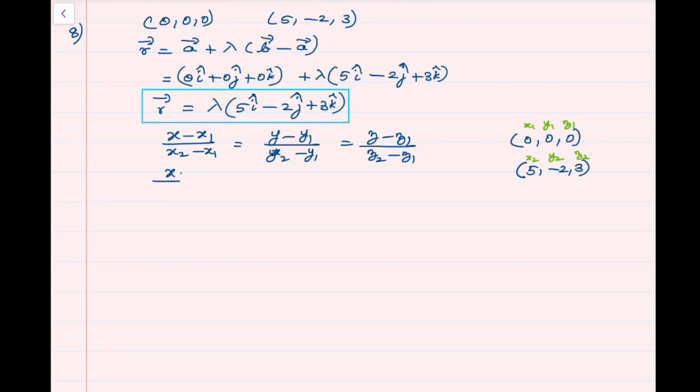X minus 0 divided by 5 minus 0, which is 5, equal to y minus 0, which is y, divided by minus 2, equal to z minus 0, which is z, divided by 3. This is the Cartesian equation of the line.